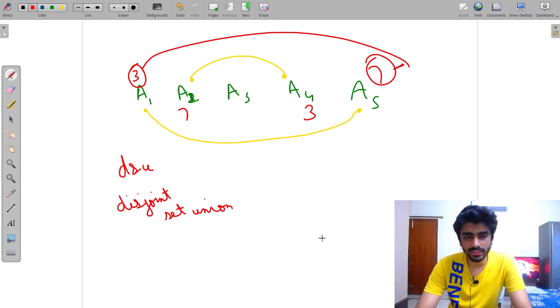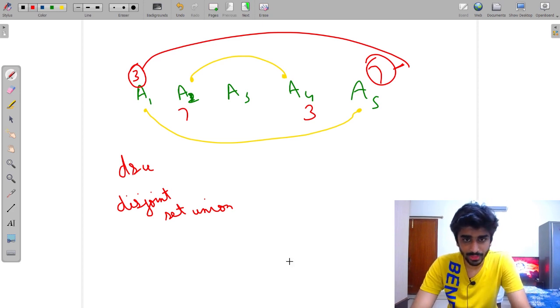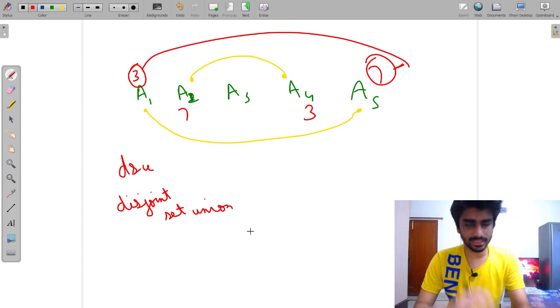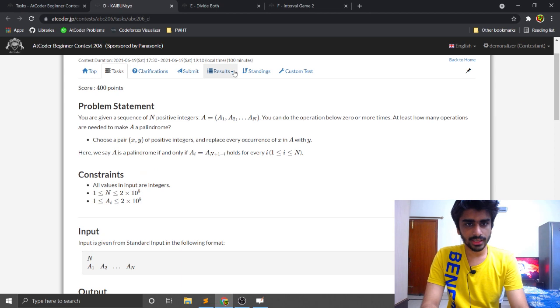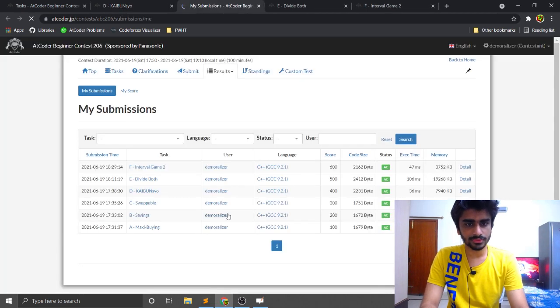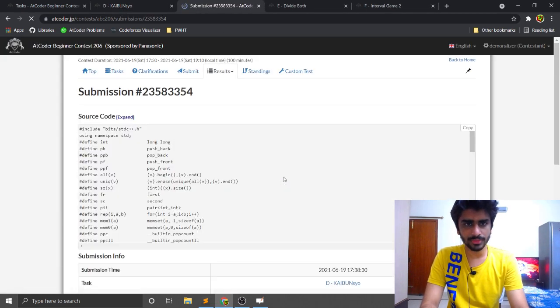If you want to do it with a graph, you can find the total number of connected components and then do something with it, or make spanning trees everywhere and find the edges. So that's a little more complicated. DSU is the best. And let me show you my code also. This one is pretty intuitive, I think.